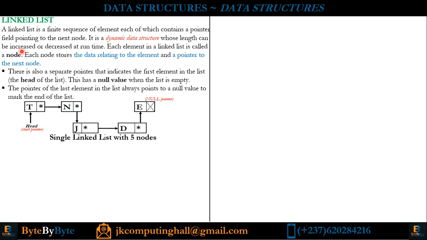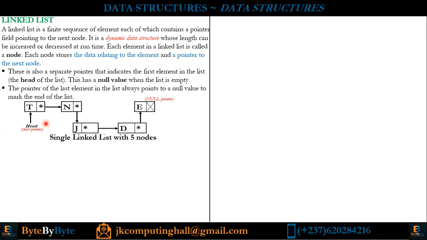Look at this diagram that we have. A single linked list of 5 nodes. So this is the first node, the second node, the third, the fourth, and the fifth. And you see that we have our head, the start pointer, pointing to the first element. And for the last element, you see that this pointer is marked X, meaning that it is a null pointer. For the other ones, it's an asterisk.